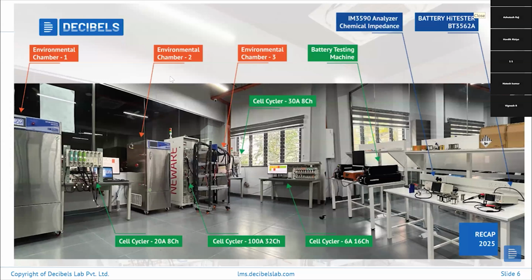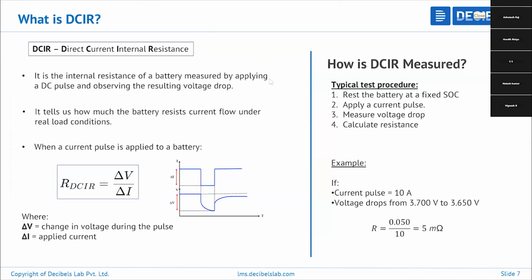So at Decibels, we have all the facilities for battery testing. We have different battery testing with 100 amps, 50 amps, and 5 amps, for all kinds of battery cycles. Along with that, we have environmental chambers, and also EIS, electrochemical impedance spectroscopy, and battery pack testing. And then we have an ACR instrument. So all the tests associated with the battery we can go through, with all the facilities in our lab.